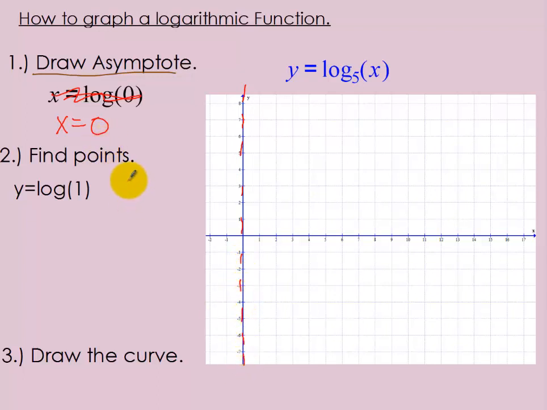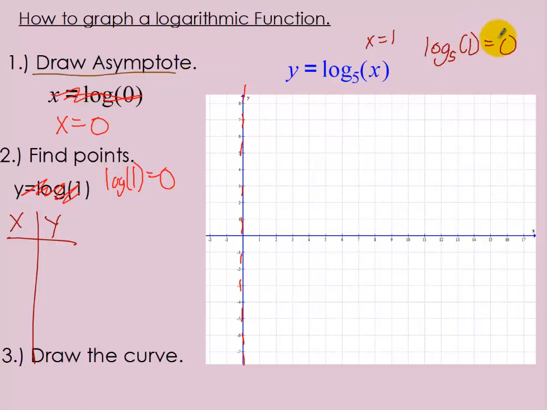Now I want to find some other points here. The first easy point to find is whenever you're logging the value of 1, because log of 1 always equals 0. So I try to find whatever x value is going to give me a log of 1 in here. If I'm making my xy chart, to make that a log of 1, if x equals 1, you would be doing log base 5 of 1, which is going to equal 0. So whenever my x value is 1, if I plugged in 1 for x, my y value would be 0. So that's one point I can plug in. And I'm going to plot that right here.